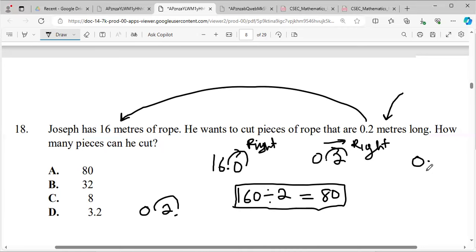2, sir. All right, thank you. What did you do to get the 2? Sir, 0.5 plus 0.5. All right, so how many times would you add 0.2 to 0.2 to give you 1? 5 times. Yeah, so that means there are 5 0.2 meters in 1 meter. So if 1 meter is going to give you 5, how many would 16 give you?